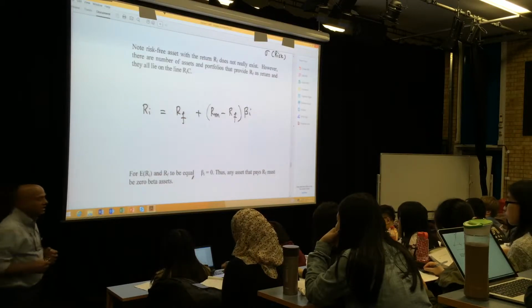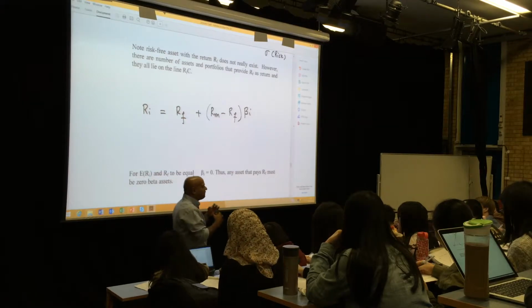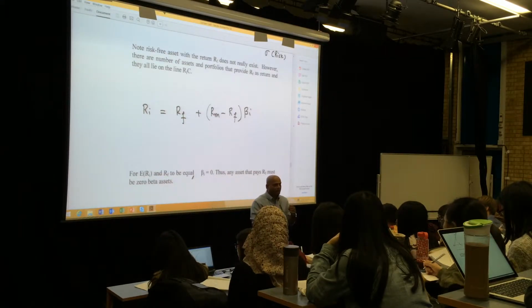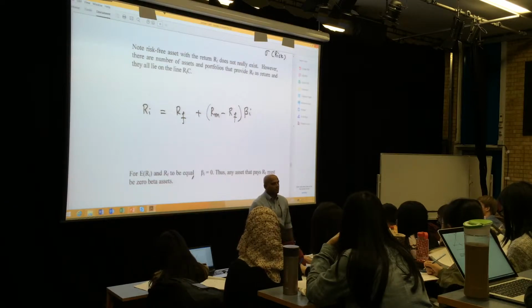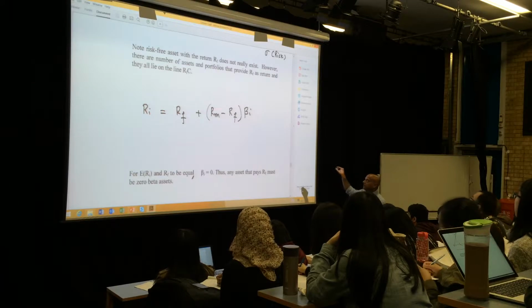Investors should not care about unsystematic risk. A well-diversified portfolio will get rid of the unsystematic risk. What you have to worry about is the systematic risk, and that equation clearly shows that. The relationship is positive between these two guys.